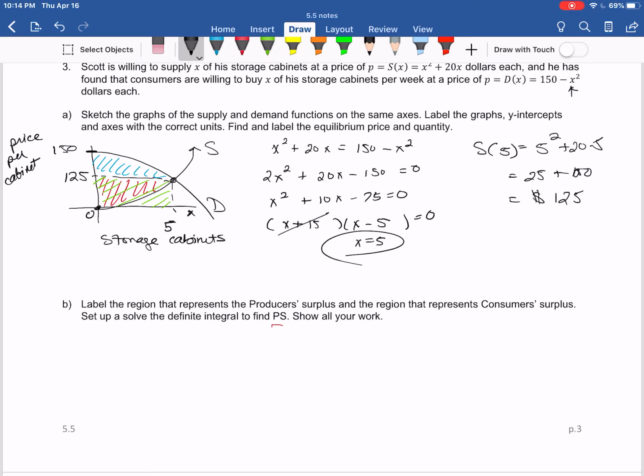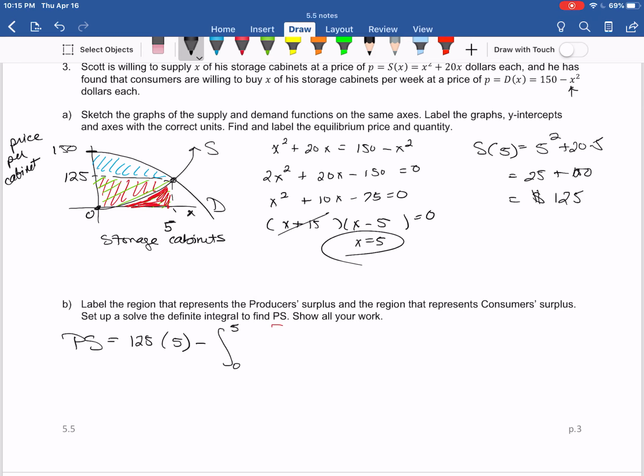So I'm going to find producer's surplus, and that green rectangle is bigger than the red region. And you always want to do the bigger piece minus the smaller piece. So that's why we start producer's surplus with the big rectangle area, right? 125 times 5 minus the integral, which is going to be giving me this piece underneath the supply function. So this goes from 0 to 5.